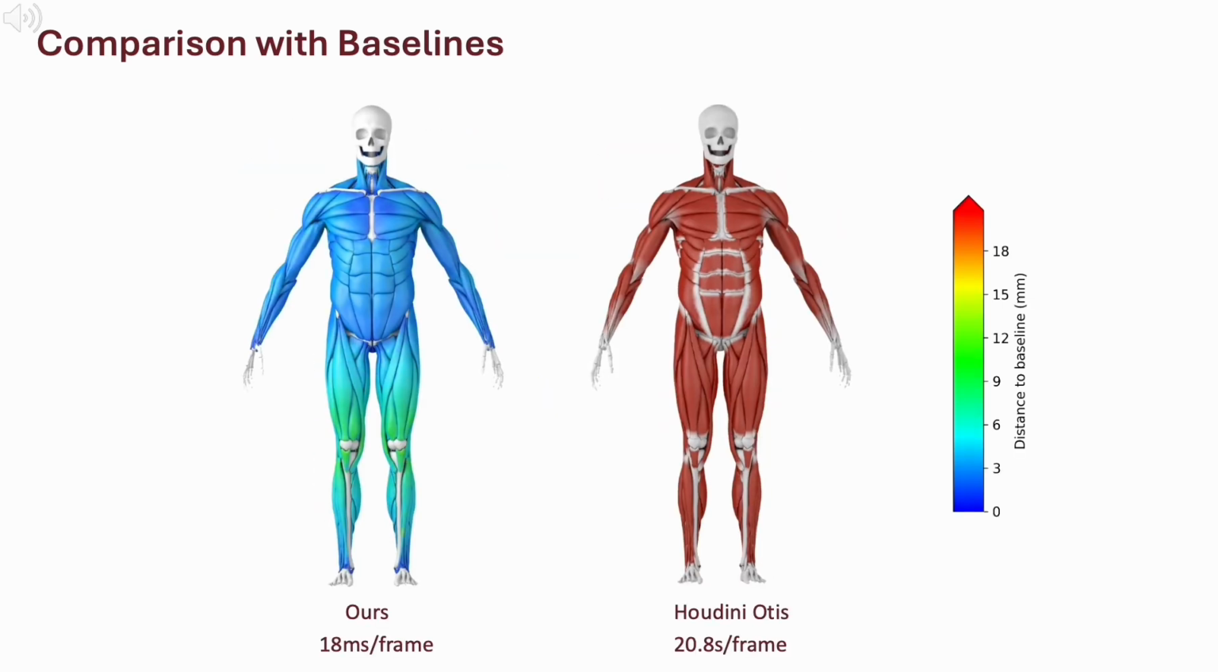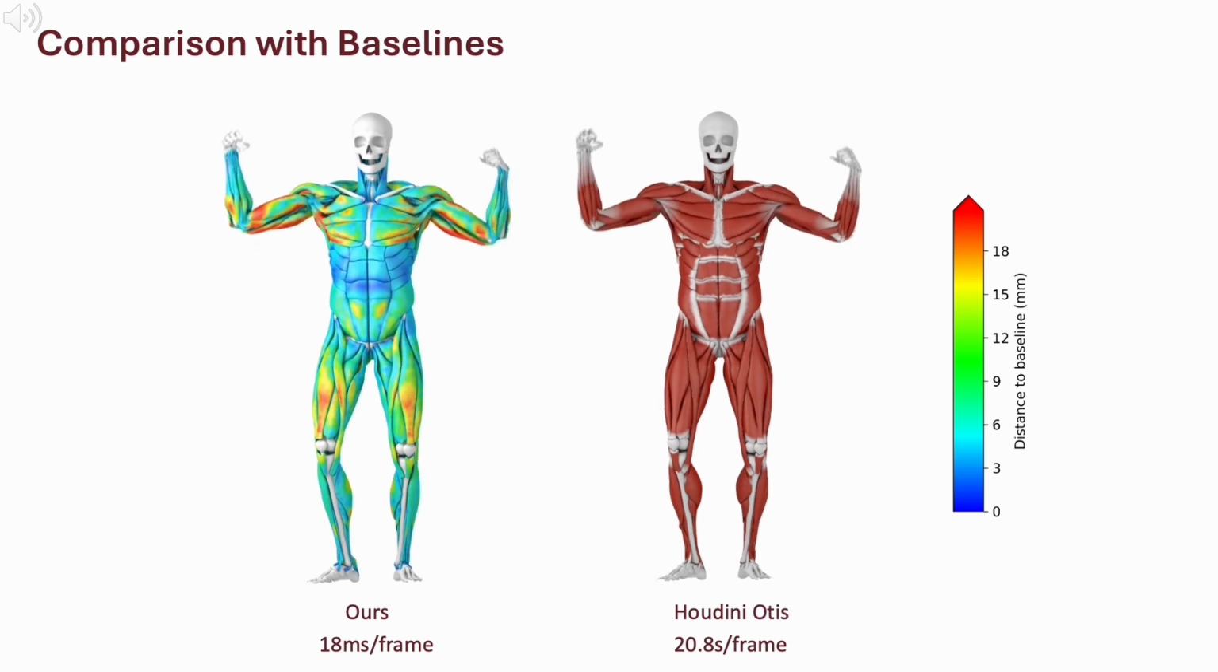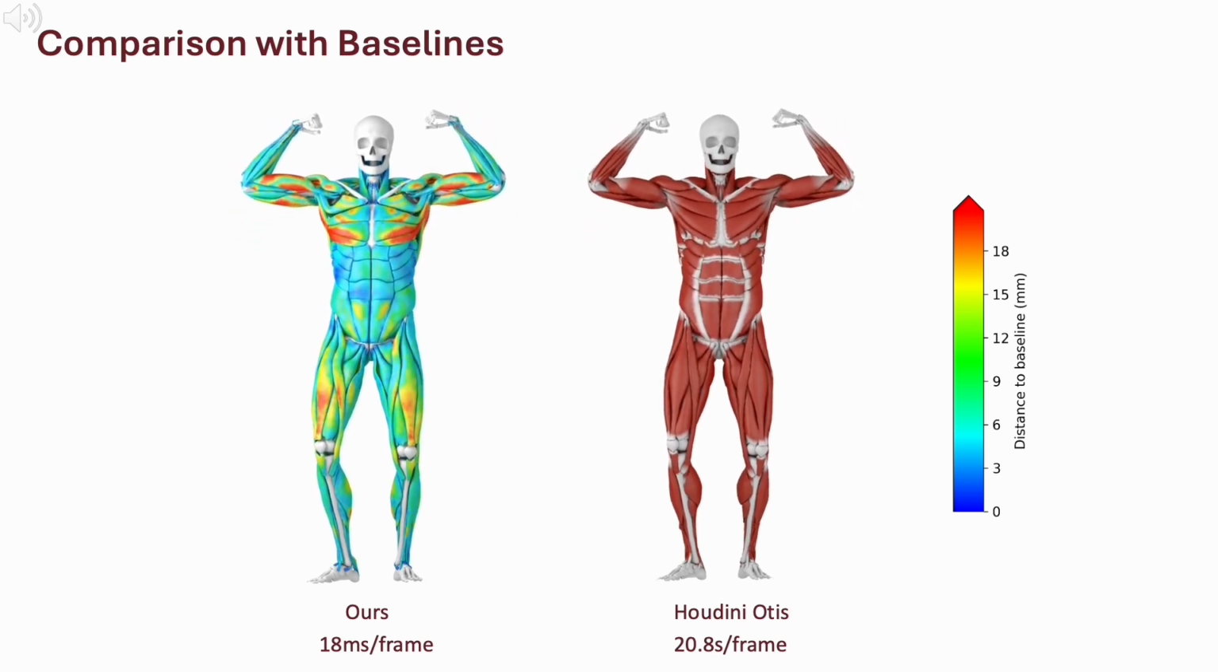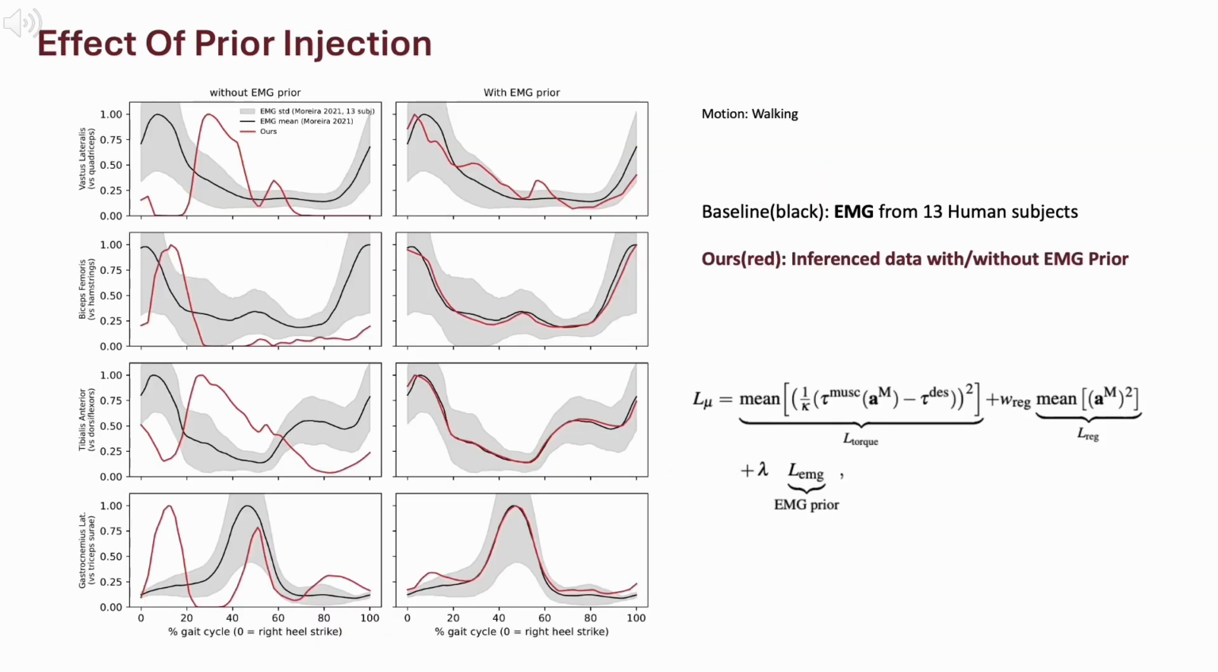Next, against Houdini's Otis solver, the production standard. Over most of the body we stay within a few millimeters, and we are far faster, 18 milliseconds per frame, against Otis's 20.8 seconds. Are the activations physiologically plausible?